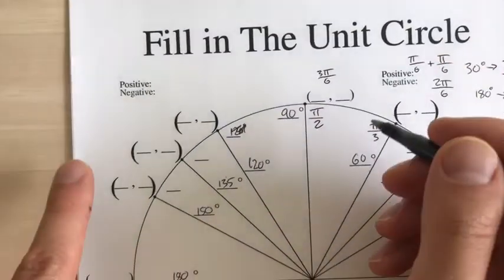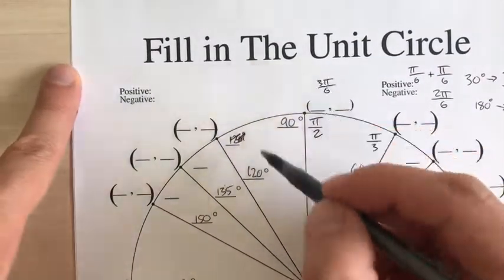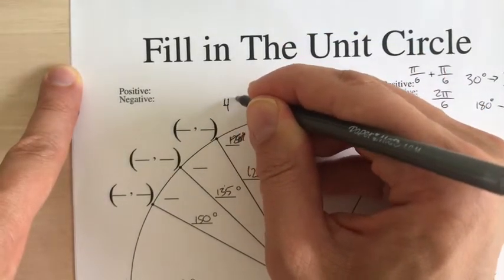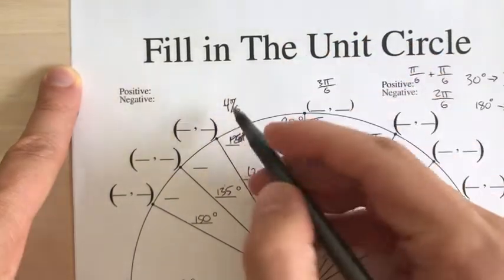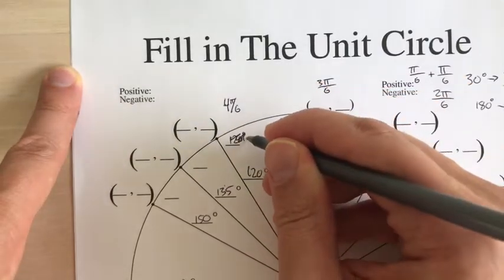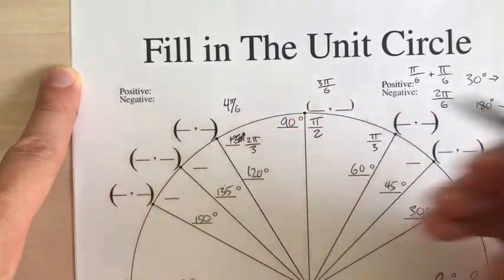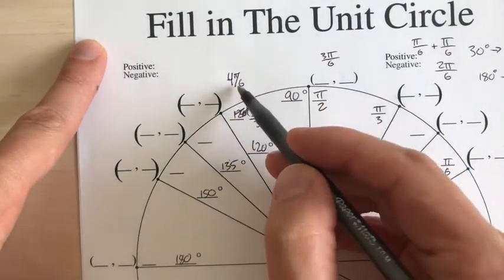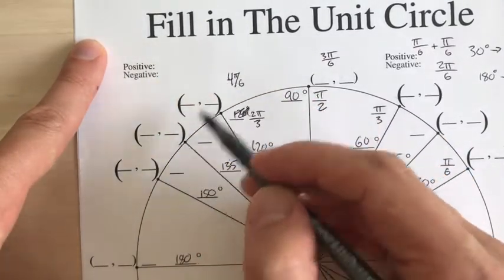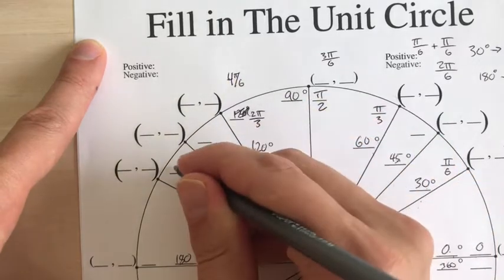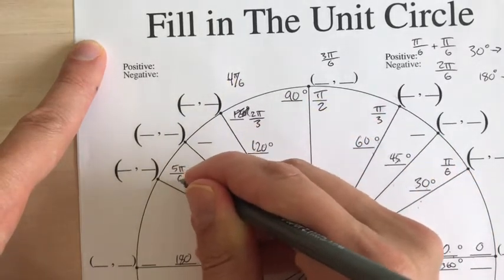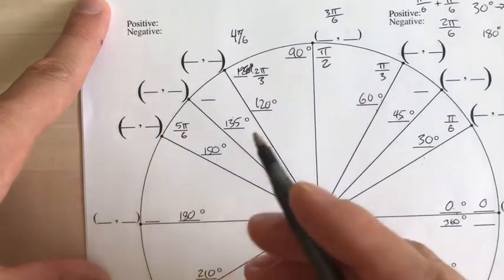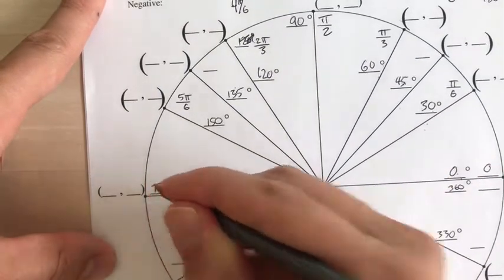We'll add another pi over 6. So we got 3 pi over 6 plus another pi over 6 would be 4 pi over 6. And 4 pi over 6 reduces to 2 pi over 3, and so on and so forth. So we're going to add another pi over 6 to 4 pi over 6. We get 5 pi over 6. And then last but not least, we're going to add a pi over 6 to 5 pi over 6. We'll get 6 pi over 6. And 6 over 6 cancels, so you end up just getting pi.